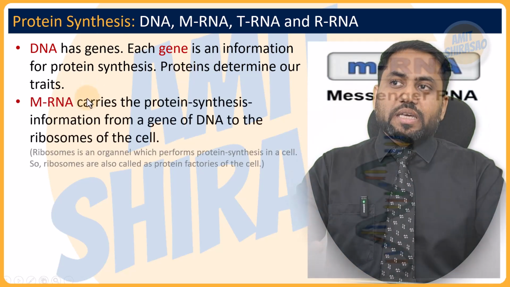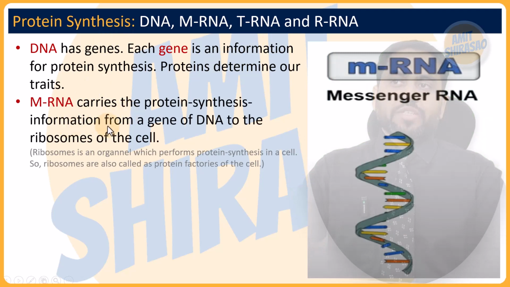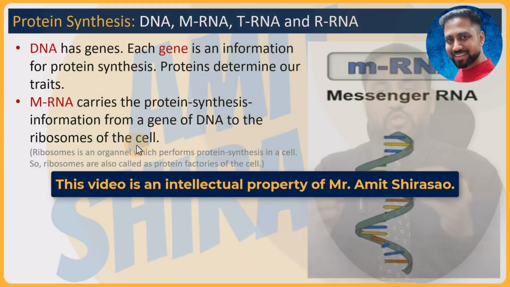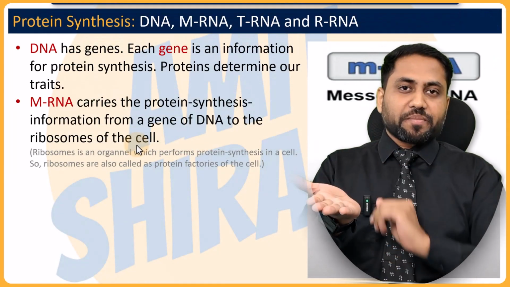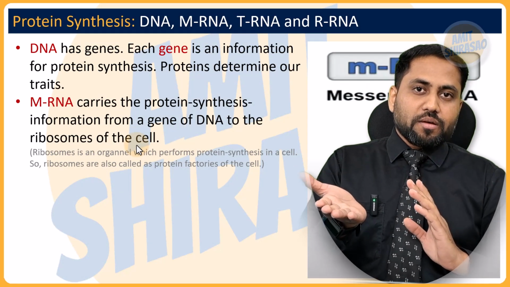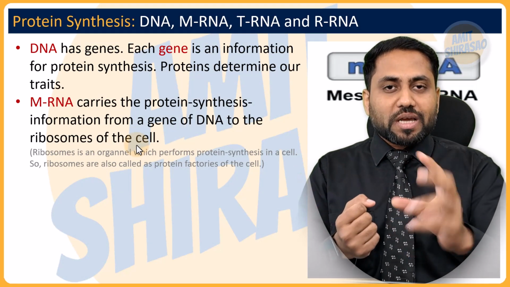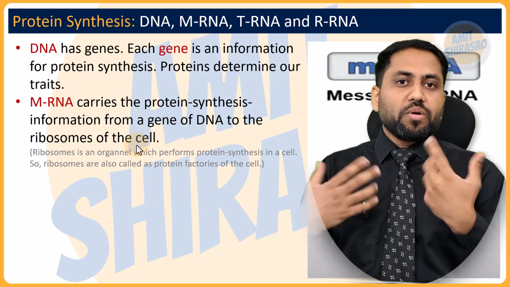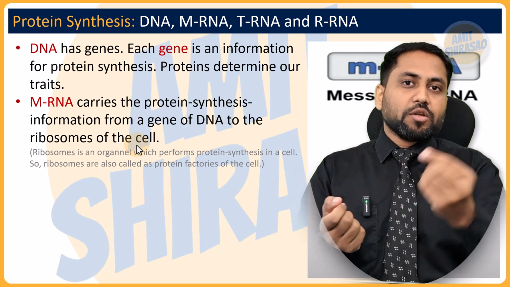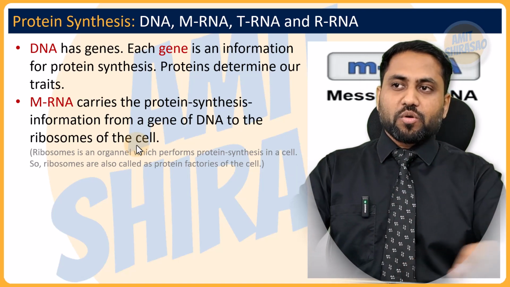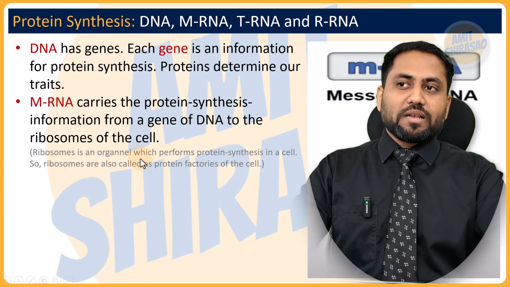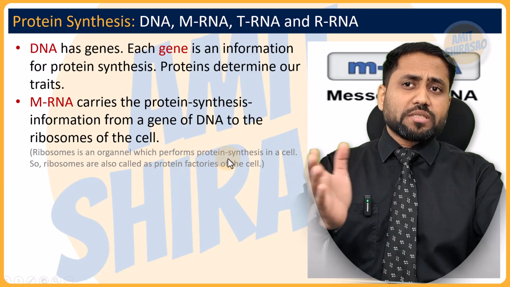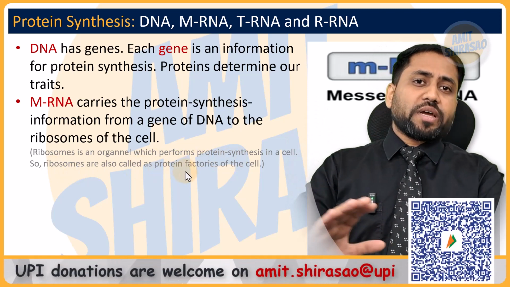Now mRNA carries the protein synthesis information from a gene of DNA to the ribosomes of the cell. Got the idea? So basically, genes are present on DNA, and DNA never leaves the nucleus. But then protein synthesis happens in ribosomes. Ribosomes are outside the nucleus, right, in cytoplasm. So who will communicate the DNA's information to ribosome? That is done by mRNA. Okay, so ribosomes are cytoplasmic organelles which perform protein synthesis in a cell. Ribosomes are also called as protein factories of the cell.